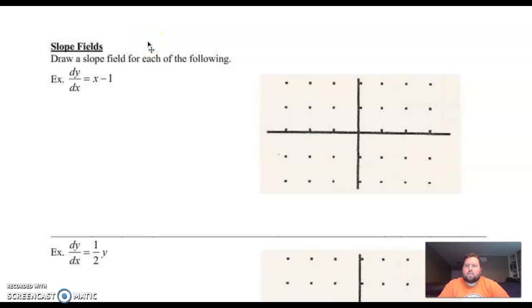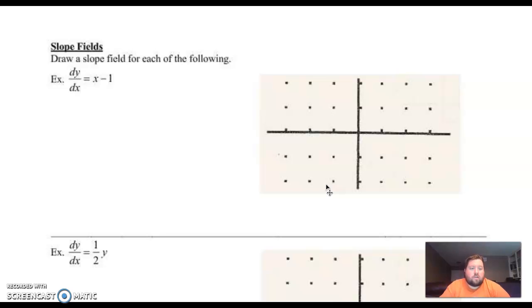All right, next one should be pretty short and sweet. This one's over slope fields. So slope fields are little graphs where we draw little lines that represent the slope at each point. To do this, we have to be given a differential equation, all right, which is what we're working on here. These show up on the free response every now and then, so you never know.